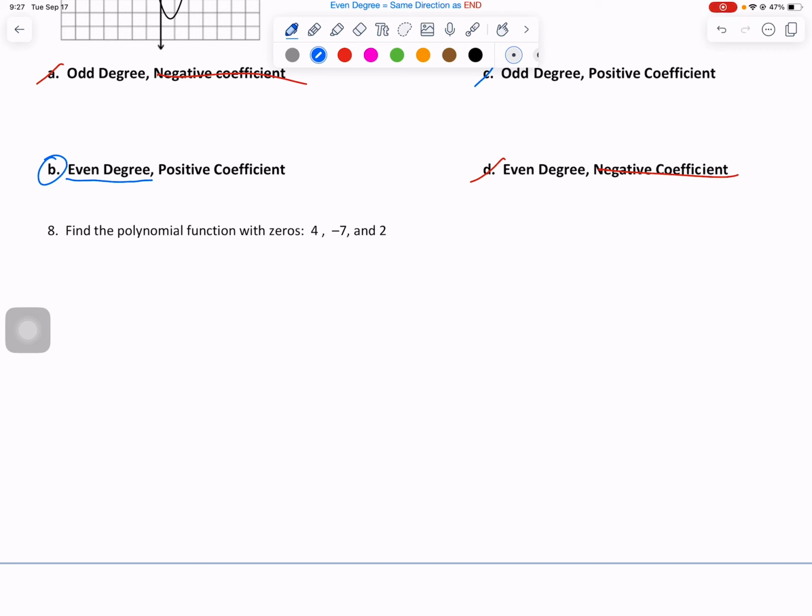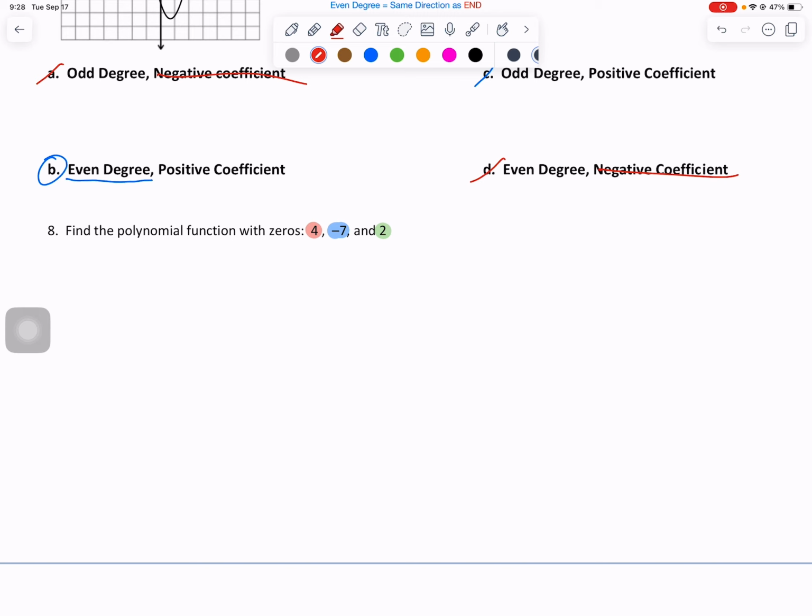All right, and moving forward to number 8. 8's kind of a battle. It's not too difficult, but it's going to take a little bit of time. I'm going to highlight that in red. I'm going to highlight our -7 in blue, and I'm going to highlight our 2 in green. All right, and here's what we're going to do.